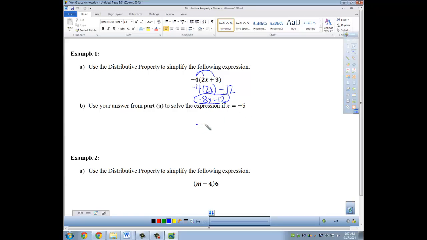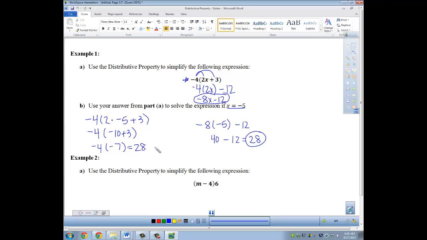Then I'm going to solve it. Negative 8 times negative 5 minus 12. Negative 8 times negative 5 is positive 40. Minus 12 is 28. And you could check your answer by saying, okay, well, if x is negative 5, then I can just use this formula. Negative 4 times 2 times negative 5 plus 3. That's negative 4 times negative 10 plus 3, which is negative 4 times negative 7, which is positive 28. So we got the same answer. We did a good job.